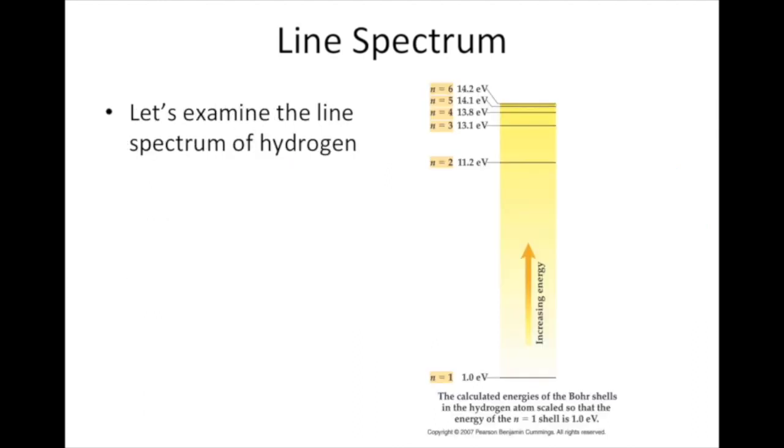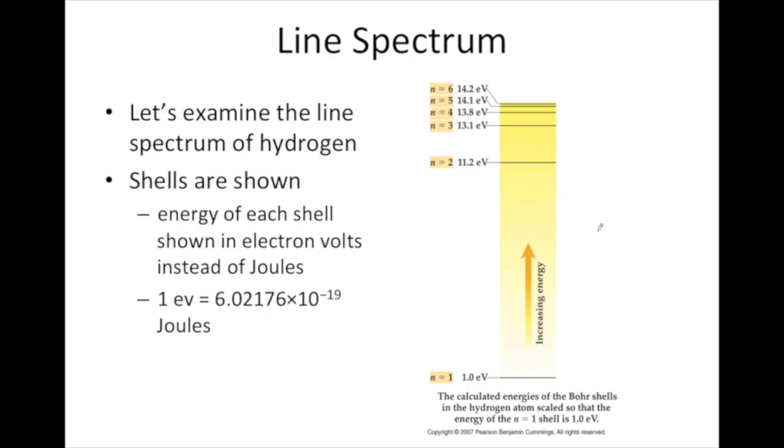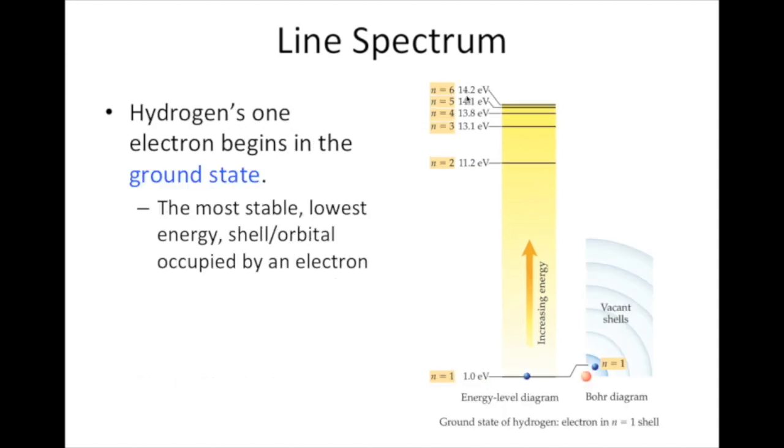So let's take a look at hydrogen's line spectrum. To do that, we're showing you here the different shells represented by these lines. So this is the first shell, and this is the energy of the first shell, the second shell, and the energy of the second shell. The energies are expressed in electron volts. Electron volts is just a unit of energy, similar to joules. You can see the conversion here. But the electron volts are just a little easier to work with for this particular application. Also, you can see that as we get further from the nucleus, the energy of the shell increases.